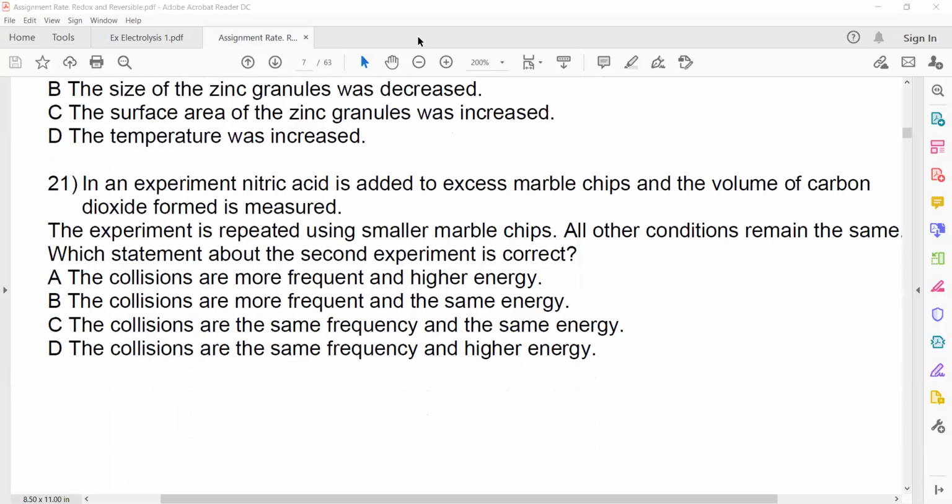So the only thing which affects the energy is the temperature. So they have more collisions, but with the same energy because the condition, the temperature, also remains unchanged.